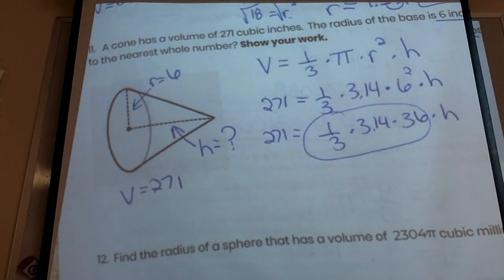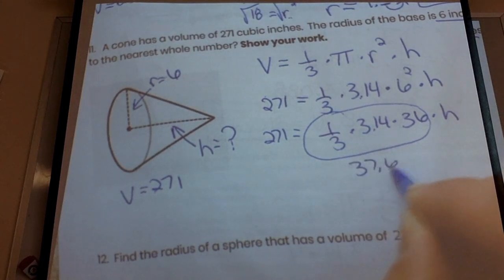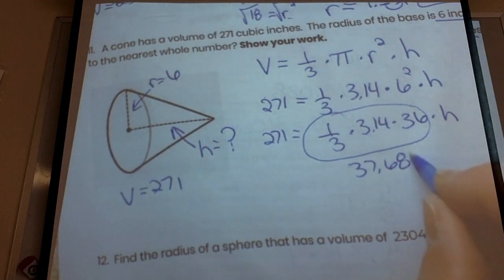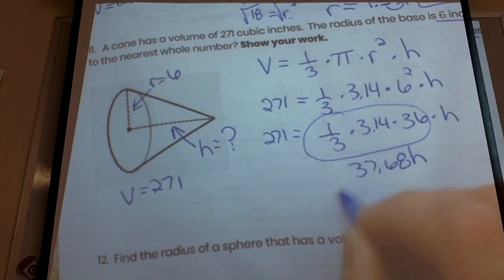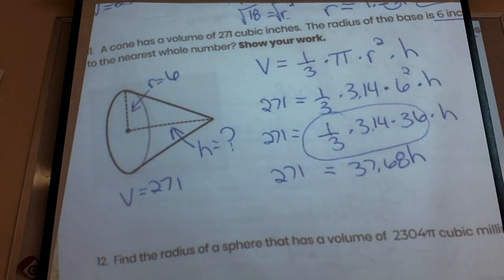So 1/3 on the calculator times 3.14 times 36 equals 37.68. H equals 271. Alright, we're almost done.